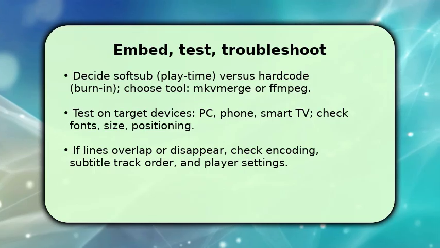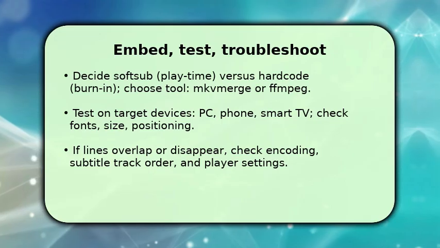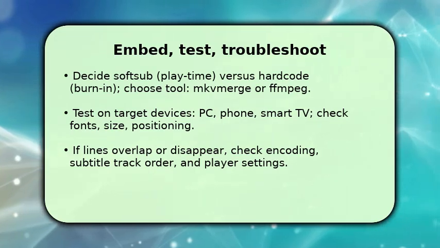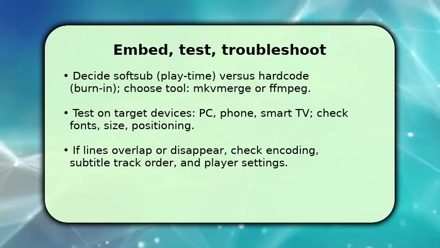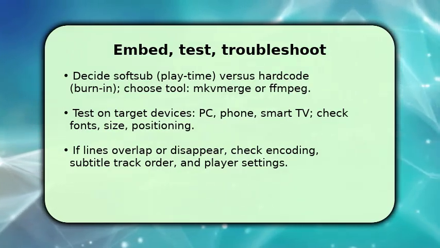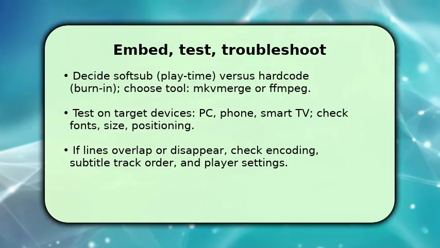Soft subs let viewers toggle visibility, while hard coding ensures compatibility. Use a muxer like mkvmerge or ffmpeg to embed tracks, and then test the resulting file on the devices your audience will use, phone, PC, or TV, to verify font, size, and positioning.